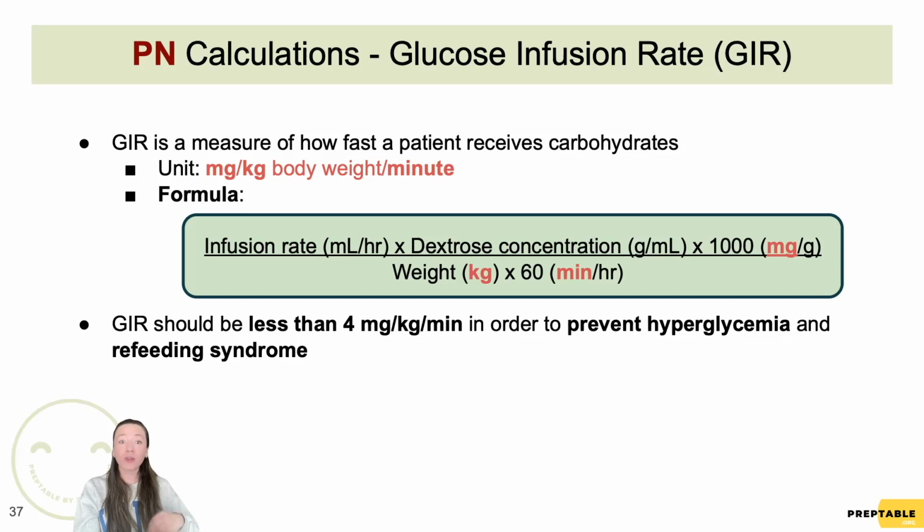Finally, it's important to note that the GIR should typically be kept below 4 milligrams per kilogram per minute to avoid the risk of hyperglycemia and refeeding syndrome. And this is especially in patients with compromised metabolic function. Let's do an example together on the next slide.